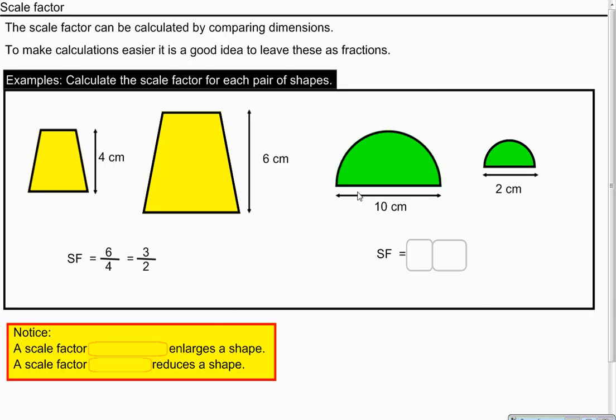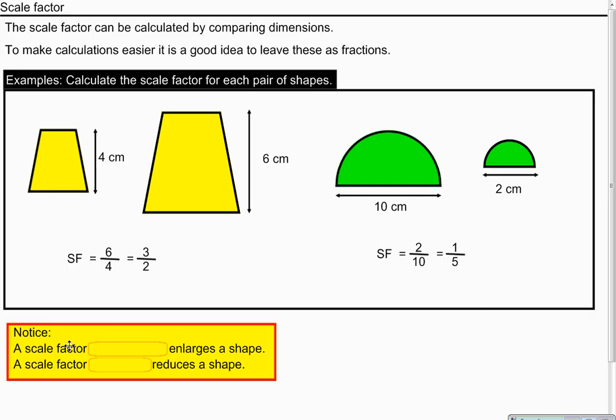For the second pair of shapes, again, I would put a fraction together by doing the second shape over the first shape, taking this dimension of 2 and writing it over 10. Again, simplifying wherever possible would give me 1 over 5, by dividing the top and bottom of that fraction by 2.